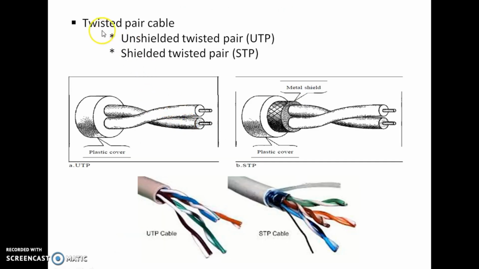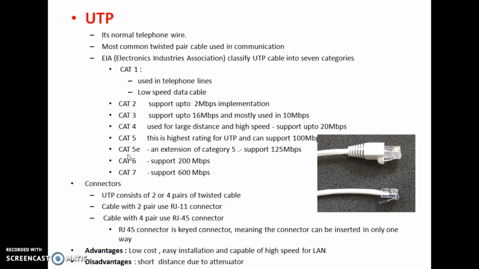Next, the twisted pair cable is again divided into two types of cable: unshielded twisted pair, and next, the shielded twisted pair. This is the general real-time diagram for the UTP and STP. First one is the UTP. It is a normal telephone wire and also the most common twisted pair cable used in communications.